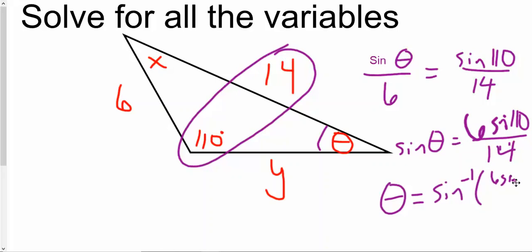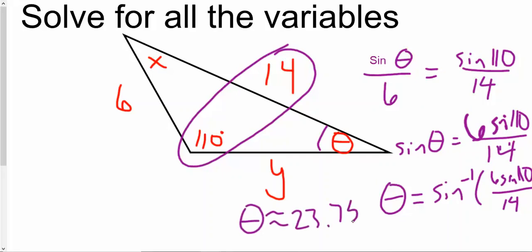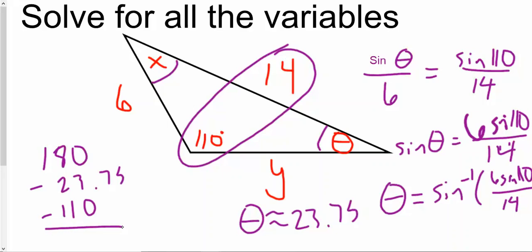So arc sine of 6 sine of 110 over 14. So if we put all that in our calculator, we get that theta is approximately 23.75. Now that I know theta is 23.75, it's really easy for me to find x because I can just do 180 minus 23.75 minus 110, and that will get me that x is approximately 46.25 degrees.